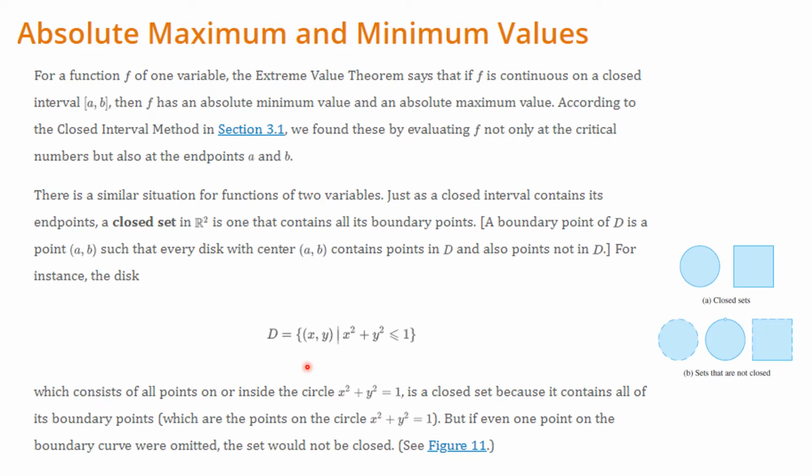For example, the disk D equal to the set of (x, y) such that x squared plus y squared is less than or equal to 1 is a closed disk. Anything on the boundary of the circle, if you draw a disk around it, contains points inside and points outside. So this consists of all points on or inside the circle x squared plus y squared equals 1. In fact, the entire closed disk is a closed set because it contains all of its boundary points. But even if one point on the boundary curve were omitted, the set would not be closed and the theorem would not be true.